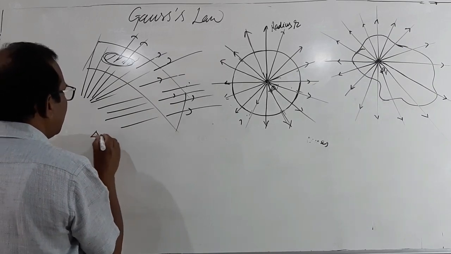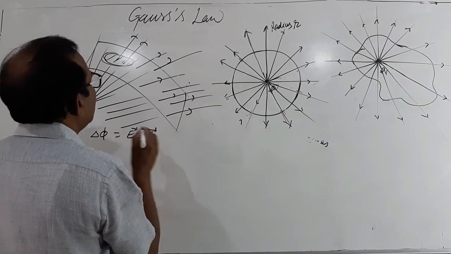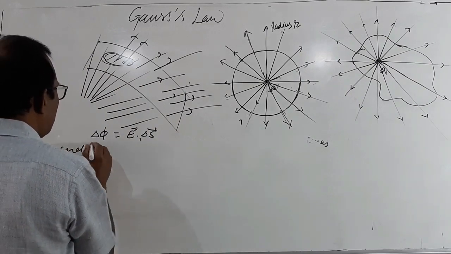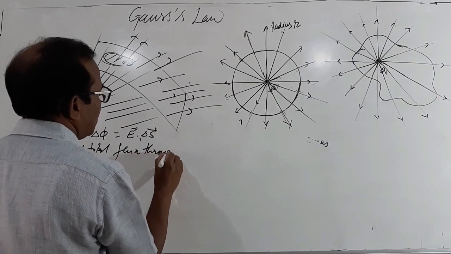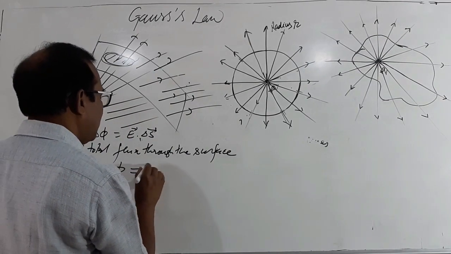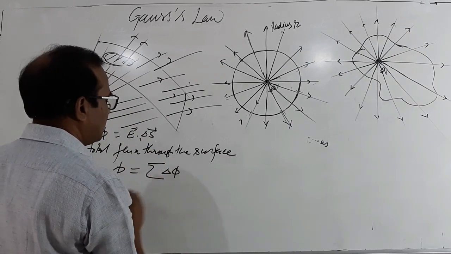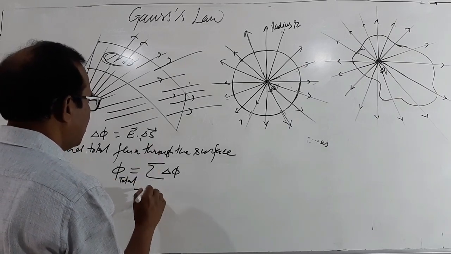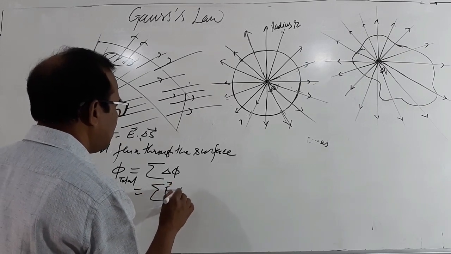Generally we write delta phi equals E dot delta S. And the total flux through the surface can be obtained in what way? This is phi, when this delta phi is summed over the surface. So this is the total electric flux, and this is nothing but the summation of E dot delta S.